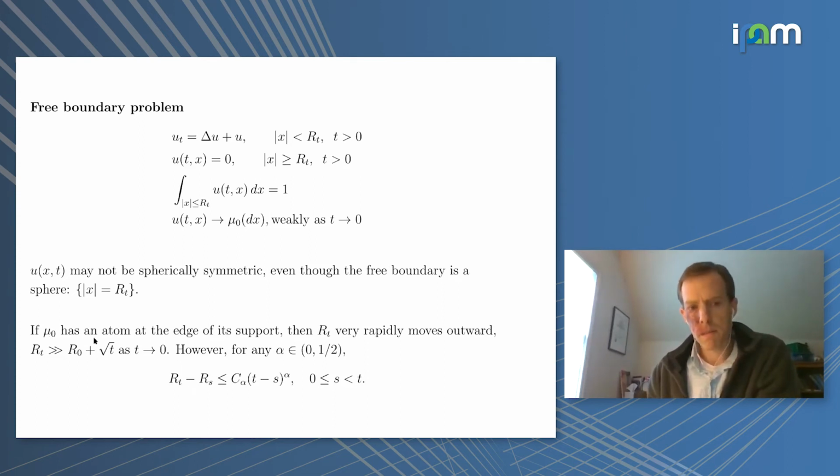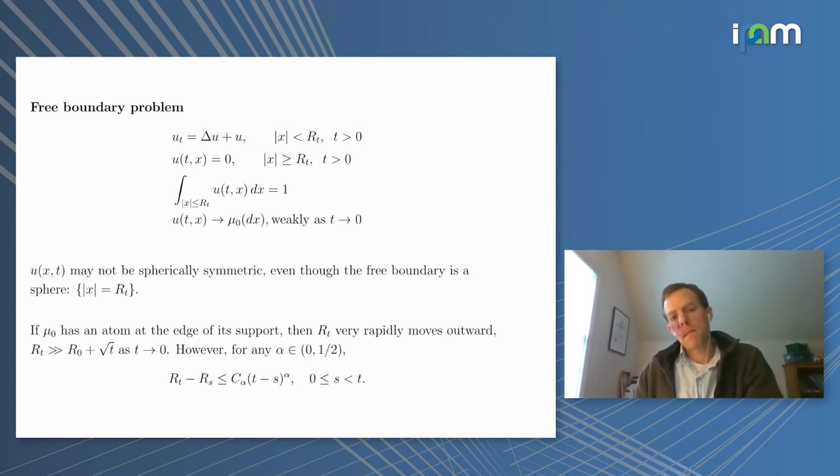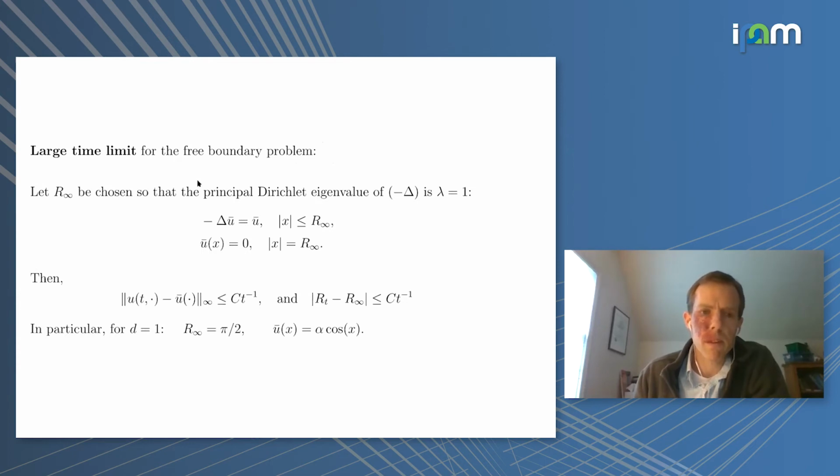So we allow mu naught to be any Borel probability measure. It doesn't have to have finite support, doesn't have to be symmetric, and it can even have atoms at the edge of the support. But if one wants stronger regularity of R, you need to assume, at least initially, that the measure mu naught has a density or doesn't have atoms at the edge of its support. All right, so that has to do with the hydrodynamic limit. Taking n to infinity, you get a free boundary problem.